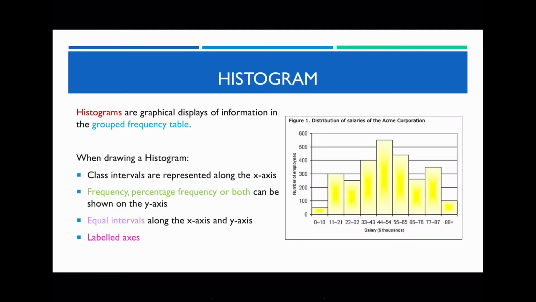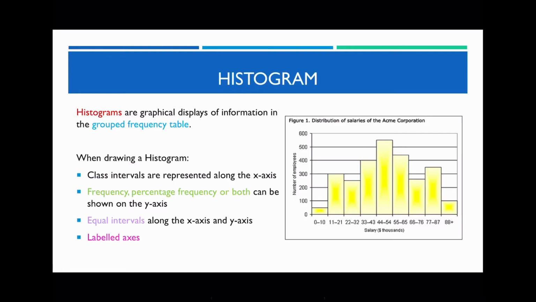And there are a few things that you need to be mindful of when you're drawing a histogram. Firstly, the class intervals are always going to be represented along the x-axis. The frequency, the percentage frequency, or both of these can be shown and represented along the y-axis. You need to ensure that there are equal intervals along the x and y axis.